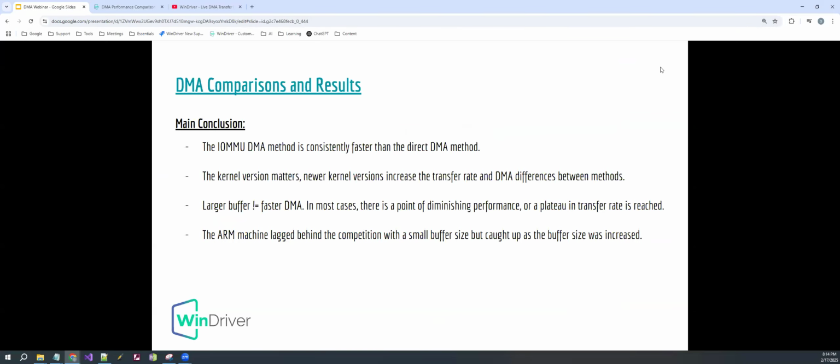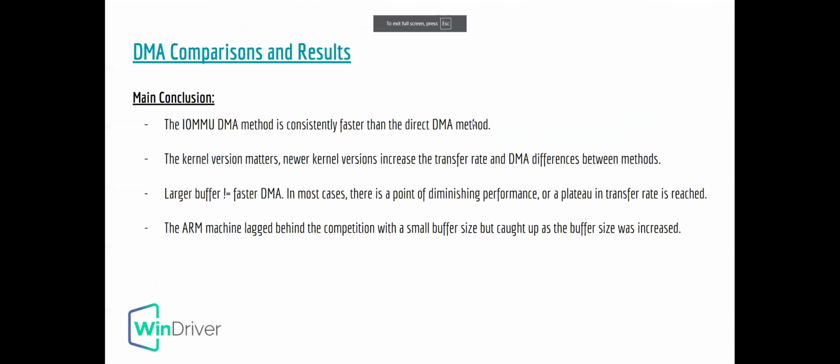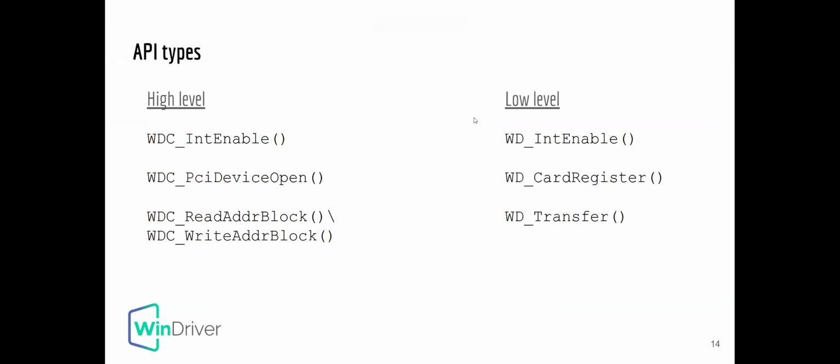I don't want it to take too much time from what's left. We're now diving into the technical part, API types. WinDriver has two API types, a high-level API and a low-level API. We recommend working only with high-level APIs. These are newer, more advanced, easier to work with, and perform more operations than the low-level APIs. Basically, the high-level API is managed from the user mode, and the low-level API sits in the kernel mode.